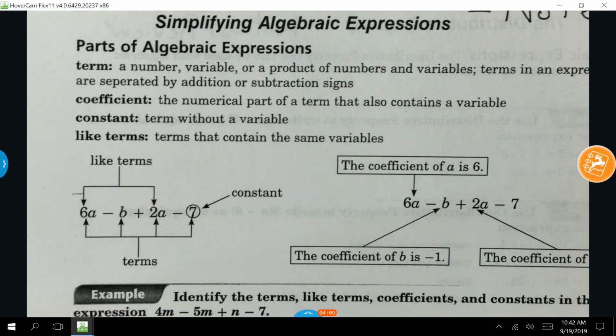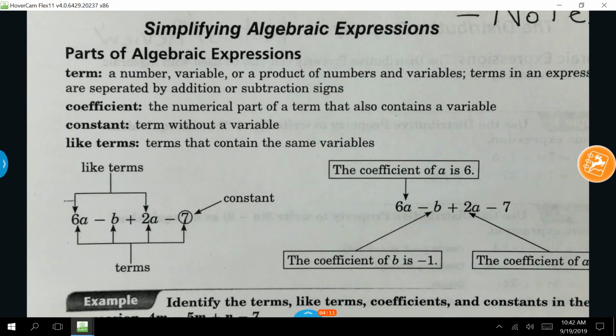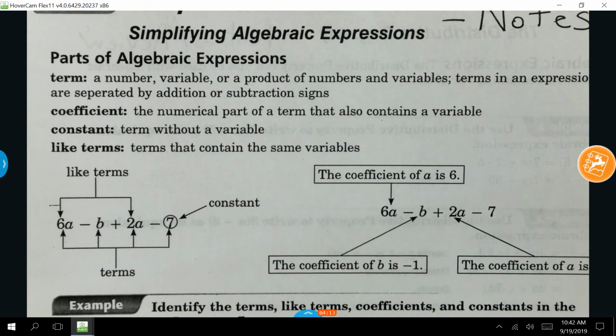Simplifying algebraic expressions. This is huge. You will hear this vocabulary. You've probably already heard it, and maybe you weren't so clear on what it meant. A term. You'll hear us say terms of the expression, or what terms go together, or like terms, combining like terms. A term is a number. It can be a variable, or it can be a product of a number and a variable. It's terms and expressions that are separated by addition or subtraction signs.